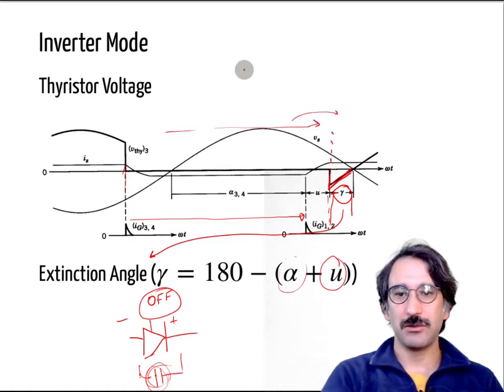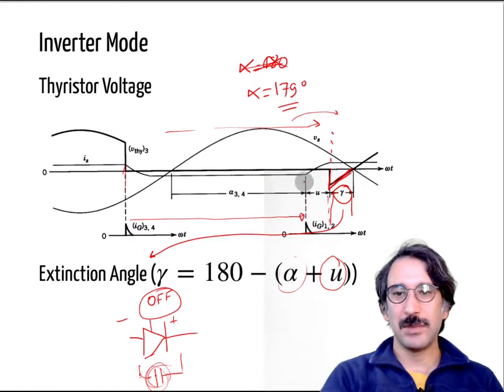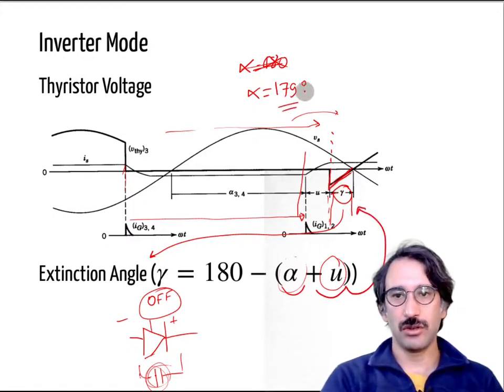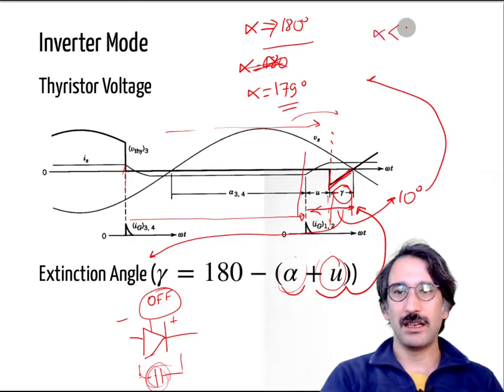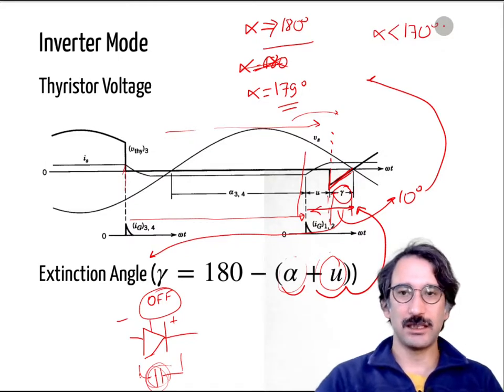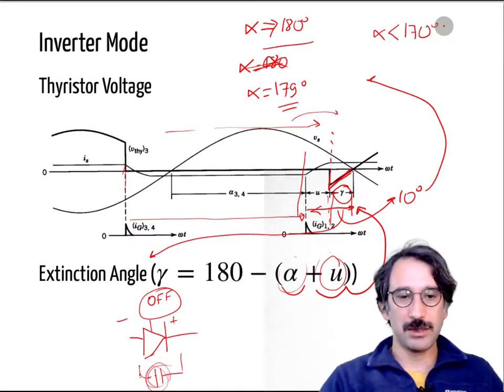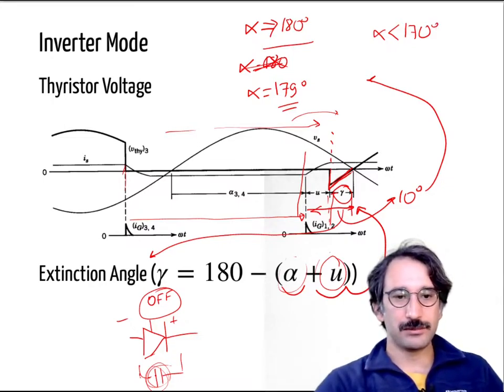But if you keep the firing angle higher and higher, if you apply a firing angle of 179 degrees, then basically you don't have enough time for commutation and for extinction. So long story short, if you are working in the inverter mode, alpha cannot go directly to 180 degrees. There's a limit to the maximum firing angle that you can use, depending on the commutation angle and the extinction angle. Let's say if these two take 10 degrees, then your firing angle should be less than 170 degrees in practical thyristors. Anyway, you will see those things in your assignments. Okay, so that's all for single phase thyristor rectifiers.